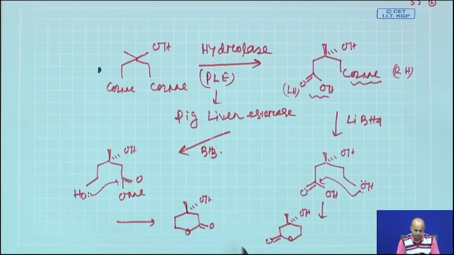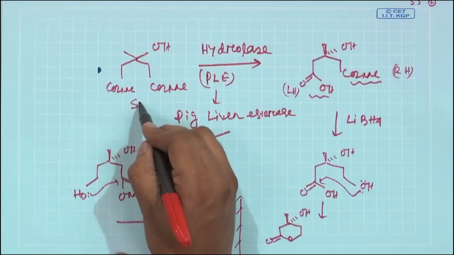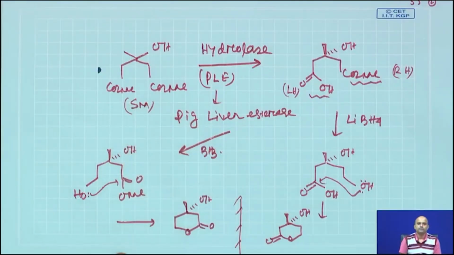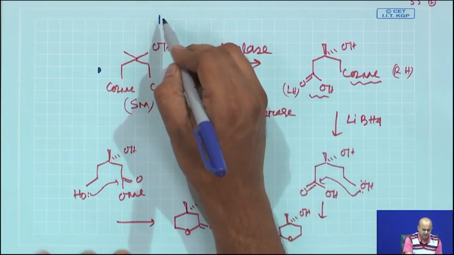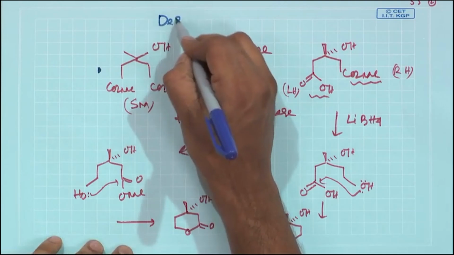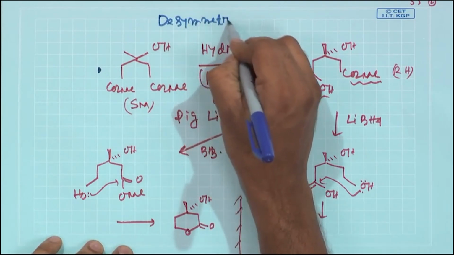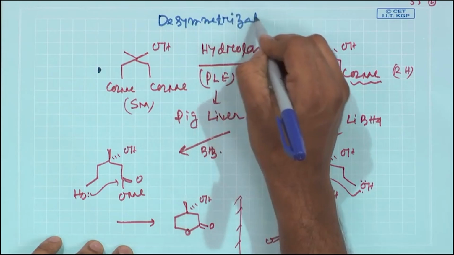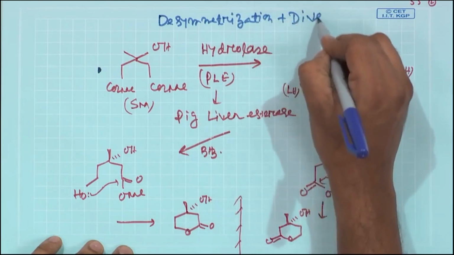Now, what are those compounds? These compounds are mirror image enantiomers. So, both the enantiomers you can get starting from a single starting material. So, desymmetrization coupled with divergency is achieved. This desymmetrization is coupled with divergency, that is what we are discussing, the desymmetrization plus divergency.